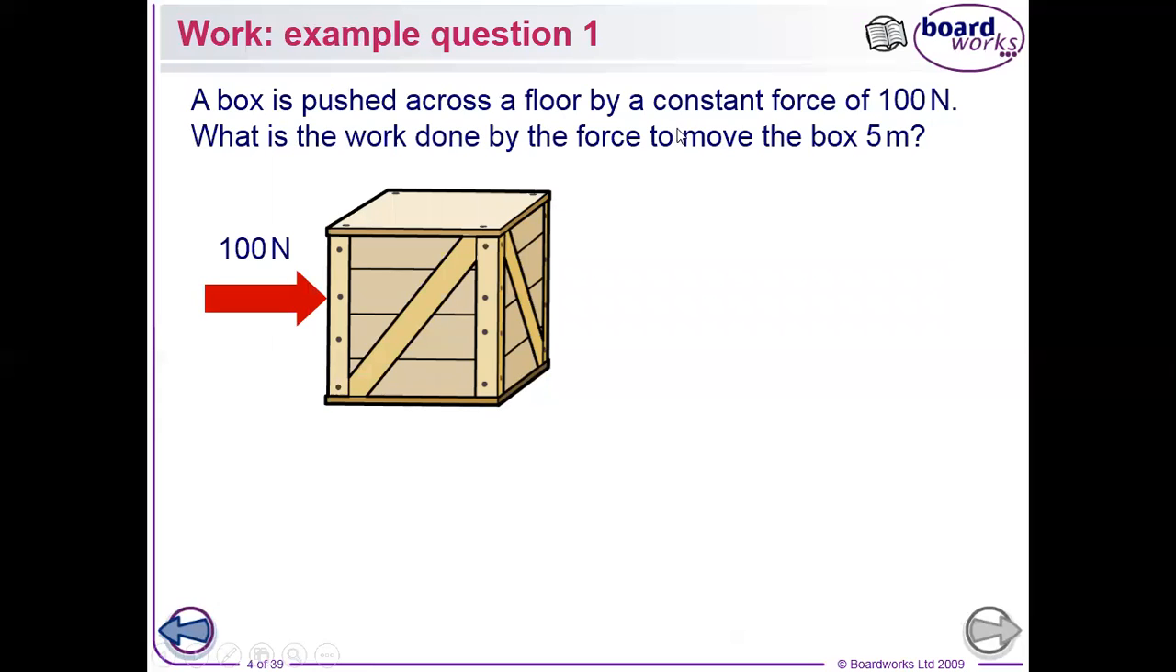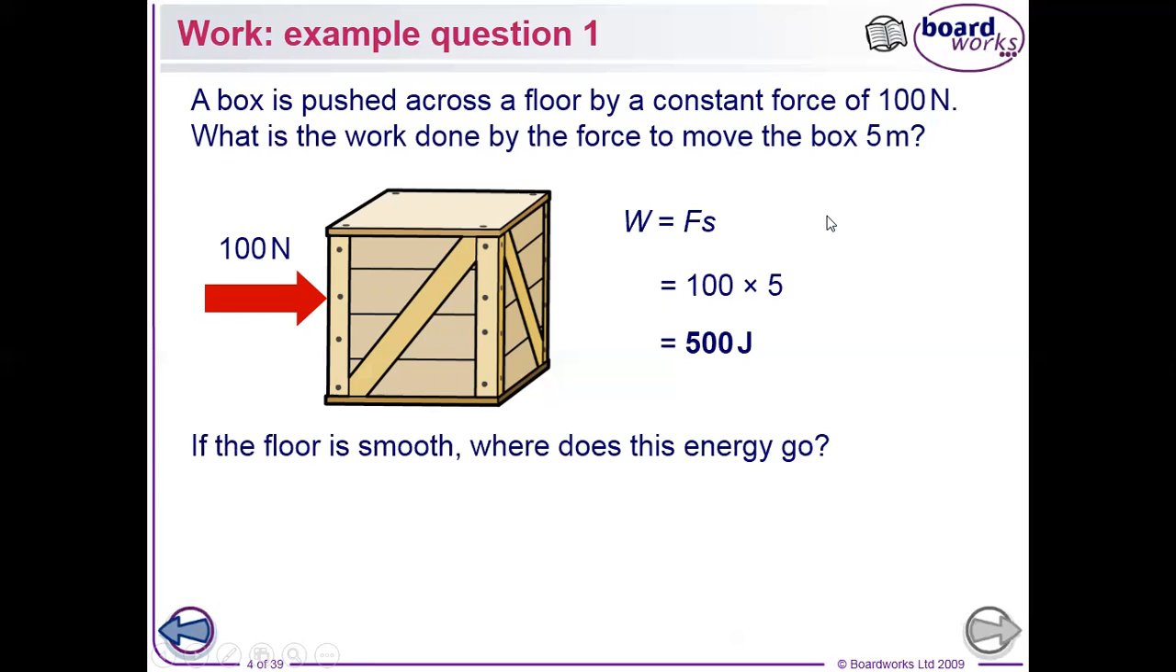A box is pushed across a floor by a constant force of 100 newtons. What is the work done by the force to move the box 5 meters? So the distance is 5 meters and the force is 100 newtons. This is the box being pushed horizontally by this force of 100 newtons. So the work done is force times distance. Since the box is being pushed horizontally, the force is 100 and the distance is 5, and the answer is 500 joules, since work is measured in joules.